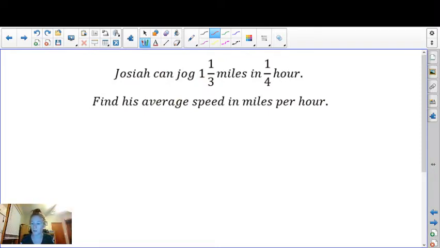Next, we're going to talk about unit rates. We've seen what a unit rate is, just simplifying things down with a denominator of 1. So Josiah can jog 1 1/3 miles in 1/4 of an hour. Find his average speed in miles per hour.